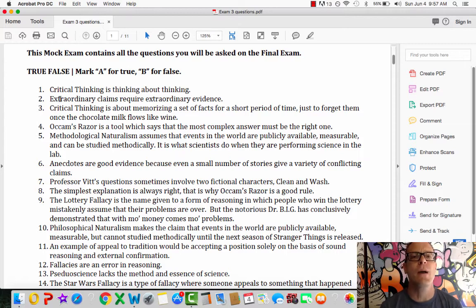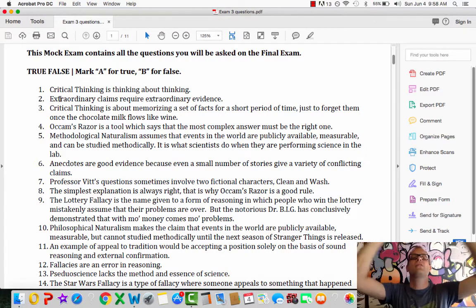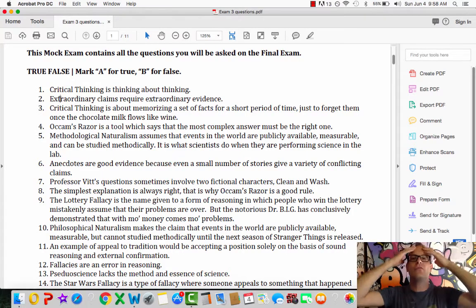Critical thinking is about memorizing a set of facts for a short period of time just to forget them once the chocolate milk flows like wine. Okay, that's false, right? The point of this class is not to memorize a bunch of stuff and then forget it. The point of the course is to develop judgment and your skills of evaluation. Anybody can search for something on Google, right? But the point of education is to build a scaffold, or a series of tools, that will help you evaluate new instances and evaluate new claims about facts concerning the world.